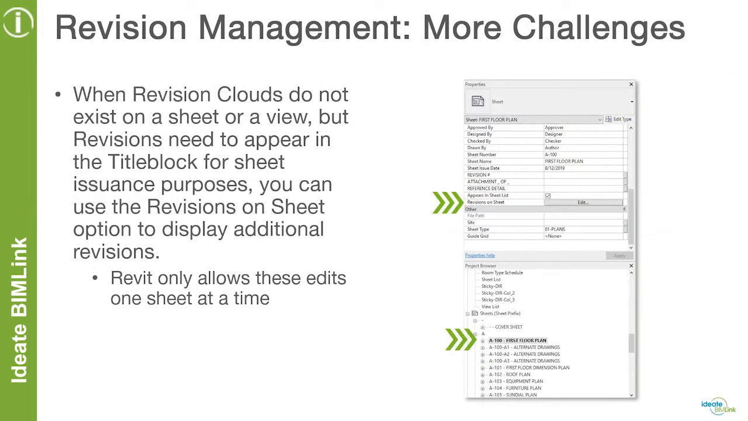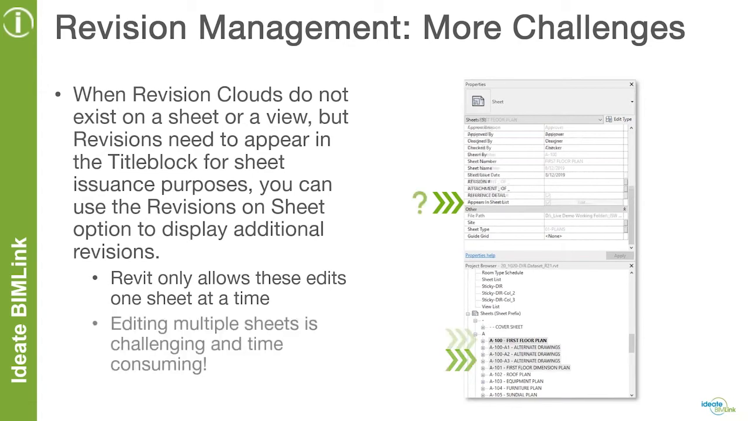So what we've done is the ability to look at both revisions, the actual sequence, and the revisions on sheet, and be able to modify that with Ideate BIMLink. And we also have the availability of a sample spreadsheet. And I'm going to talk about that in a moment. So you can see that you can actually go, and in this particular case, editing multiple sheets at a time is consuming with just default Revit, but we've enhanced this particular workflow.